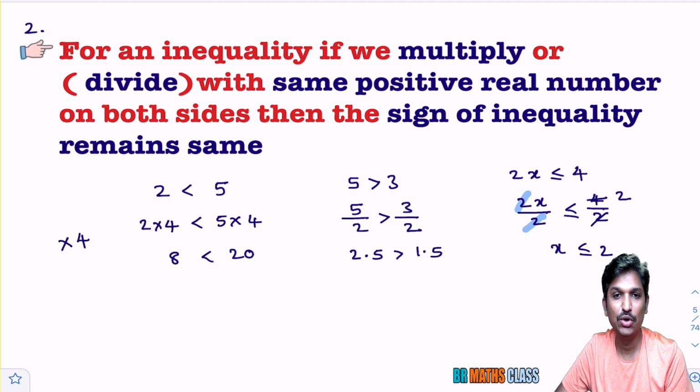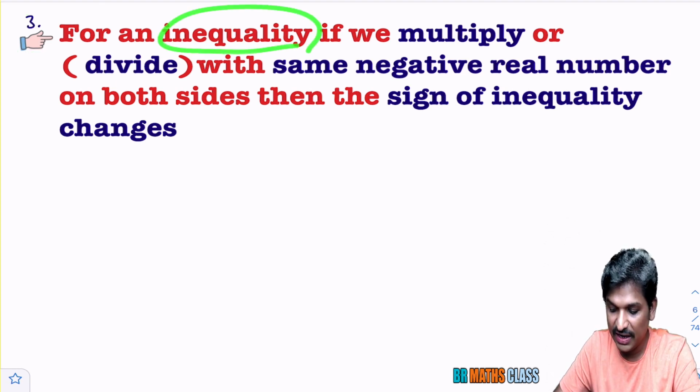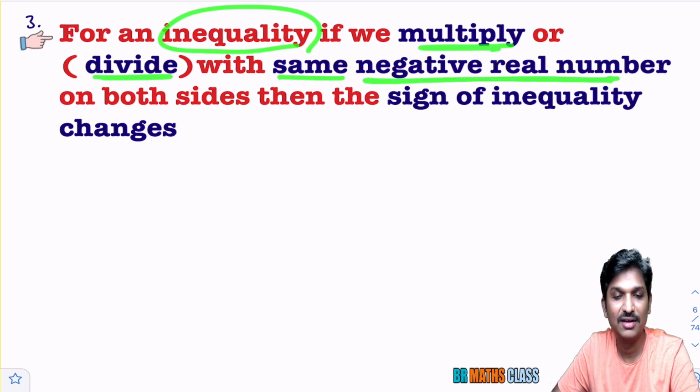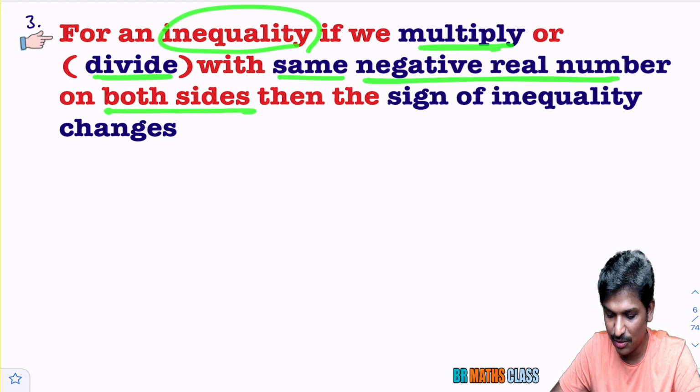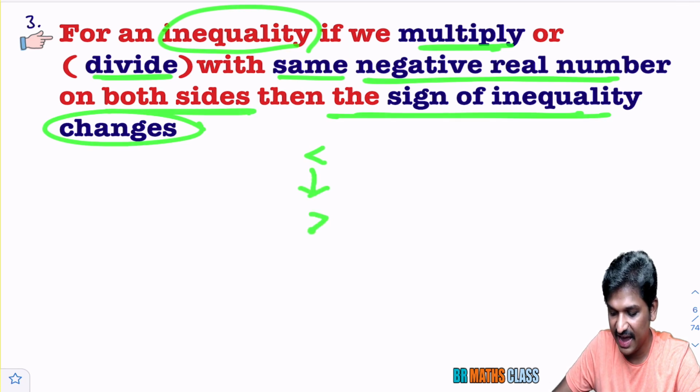Now we are going to learn rule number 3. That is the hero of this story. So that is a very, very important one. Third one, rule number 3. What is this rule number 3? For an inequality, if I multiply or divide with the same negative real number, the last one was a positive real number, this is a negative real number. If we multiply or divide with the same negative real number on both sides, then the sign of inequality changes. Sign of inequality changes means less than changes to greater than, and greater than changes to less than.